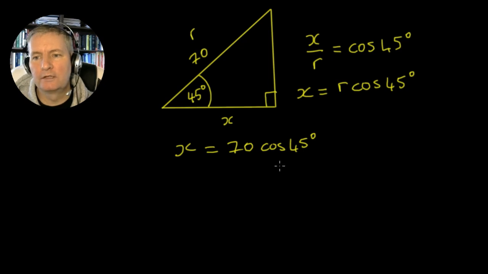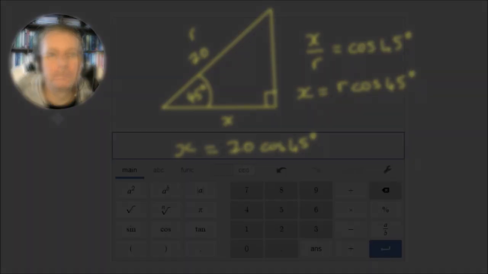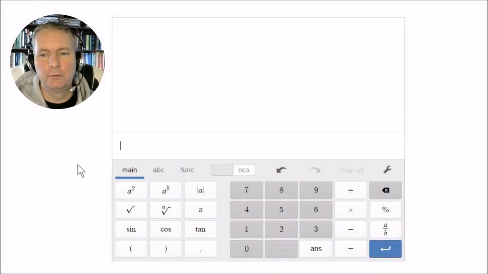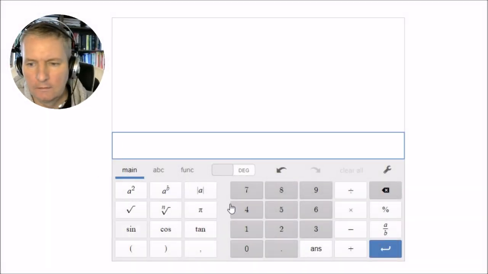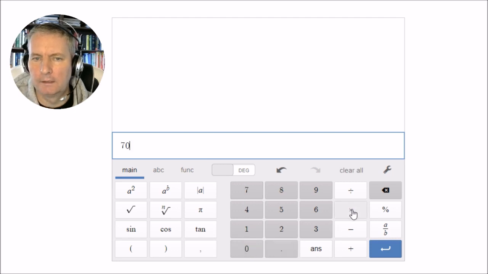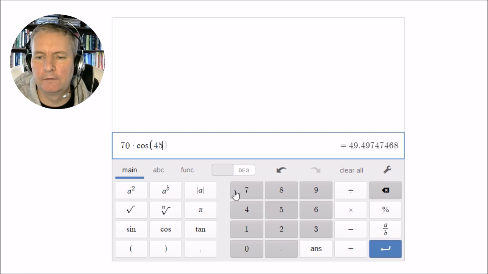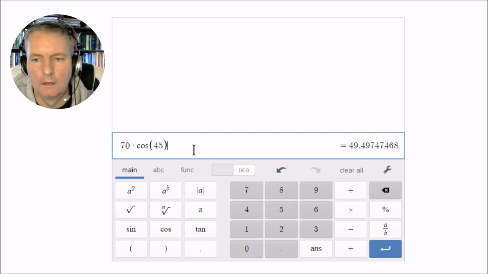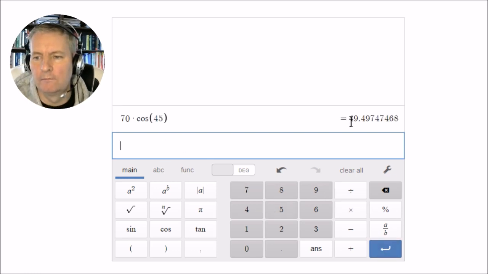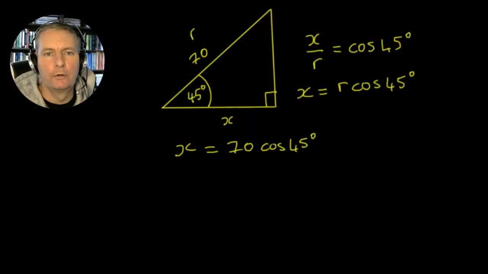So let's go and we'll put this in the graphical calculator and we'll see if we can work out what the distance x is. So we just need to put in our 70 times the cosine of 45 degrees. And that's going to give us the answer, 49.49 meters. So let's go and we'll try another one. We'll clear this off just now.